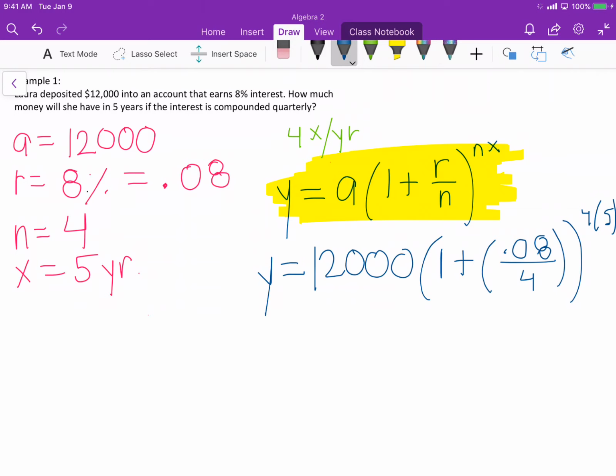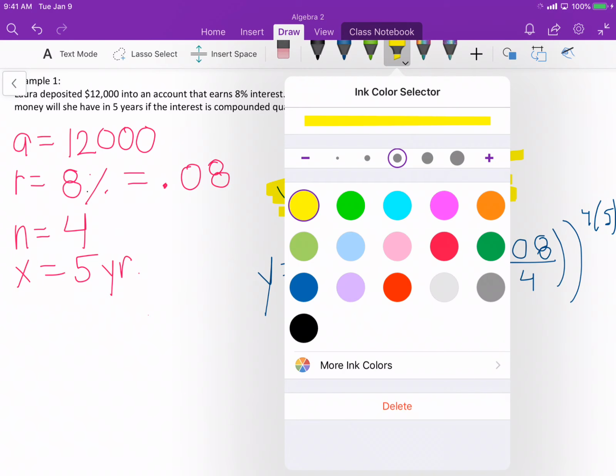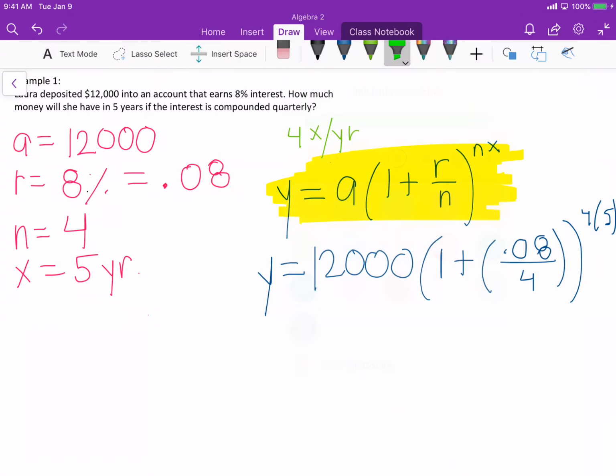That is us just substituting the values from the word problem into the formula. Once you have done that, you use algebra, your order of operations, and a calculator to help you simplify this answer as much as you can. We're going to work from inside the parentheses out, as our order of operations tells us to. So we're first going to work with this. We need to do 0.08 and then divide that by 4.